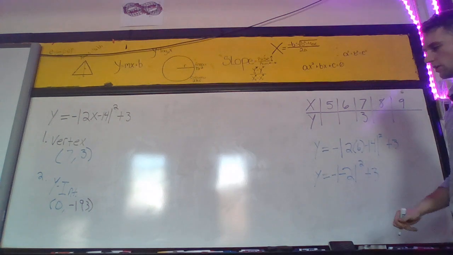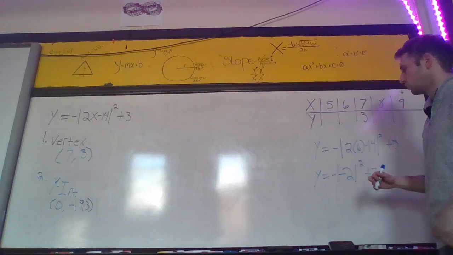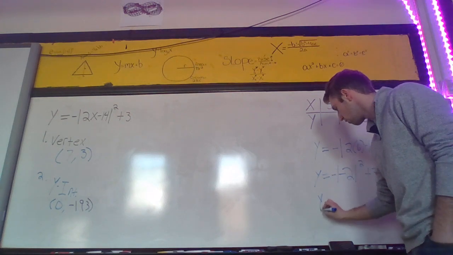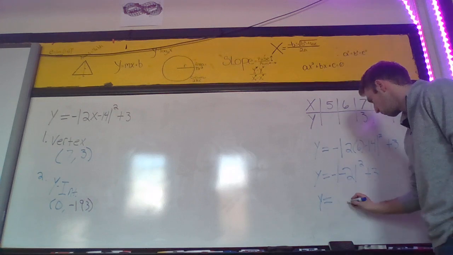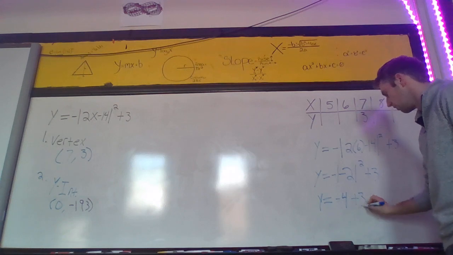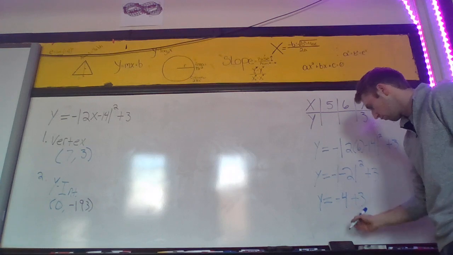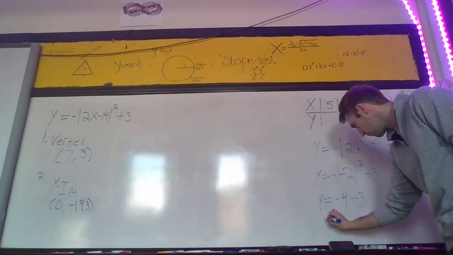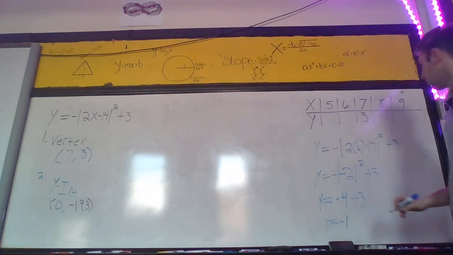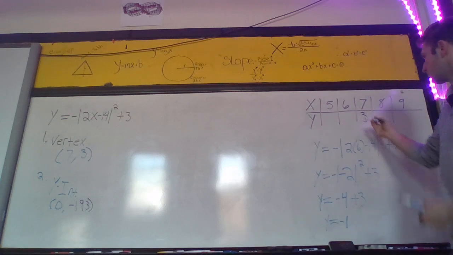Well, what's the absolute value of negative 2? The absolute value of negative 2 is 2. 2 squared, well, what's 2 times 2? That's 4. Now we've got that negative symbol out in front, so y is equal to negative 4 plus 3. Negative 4 plus 3, we can also think of as 3 minus 4, and y is equal to negative 1.